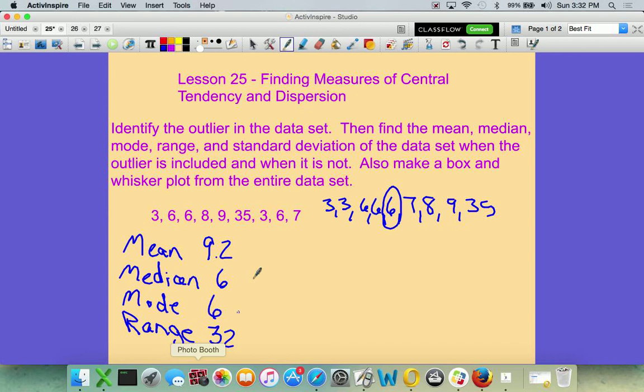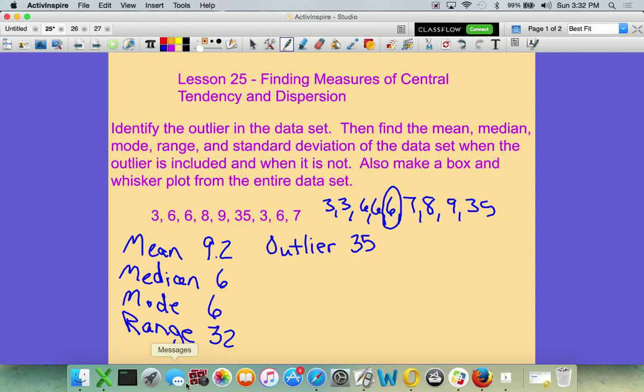From there, we can also find out if we have an outlier. An outlier is simply a number that is way far away from all the rest of the other data, that can impact it one way or another. If you look at this, we can see that our outlier is 35 here. Well, if we look at all the data without the 35, our mean would drop to about 6. That would change this drastically. So our 35 had a huge impact on the mean here.